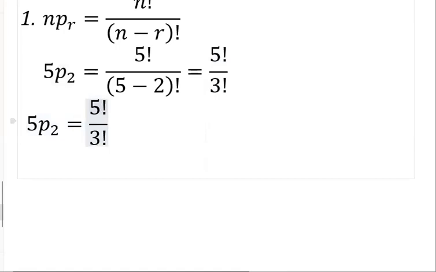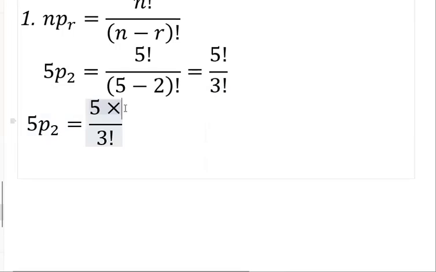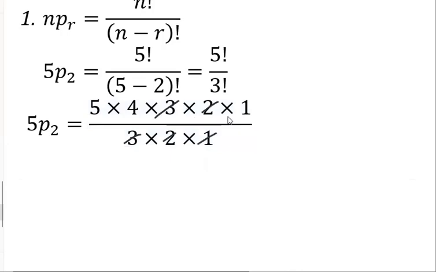I'm sure we still remember that factorial means you multiply all through to the end. A quick reminder, 5 factorial means 5 times 4 times 3 times 2 times 1. That's the meaning of 5 factorial. And 3 factorial means 3 times 2 times 1. Awesome. So with that, our 3 times 2 times 1 can cancel out 3 times 2 times 1. So our 5 permutation 2 will now be 5 times 4, to give us 20. Awesome. So that's for A.